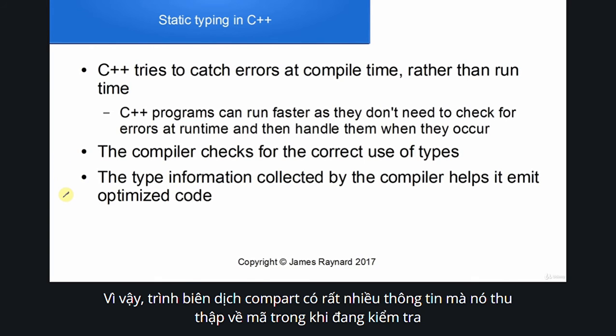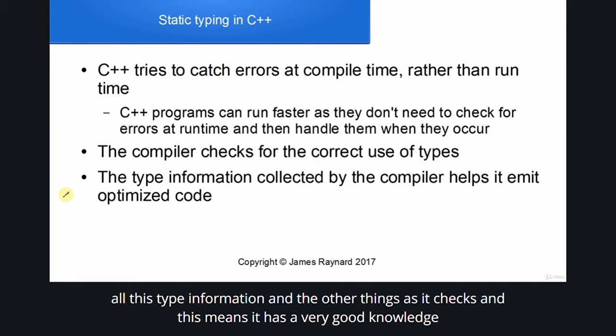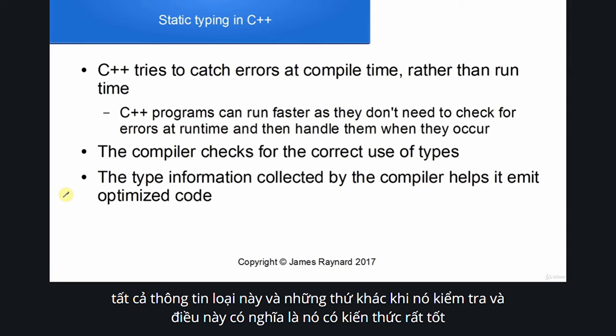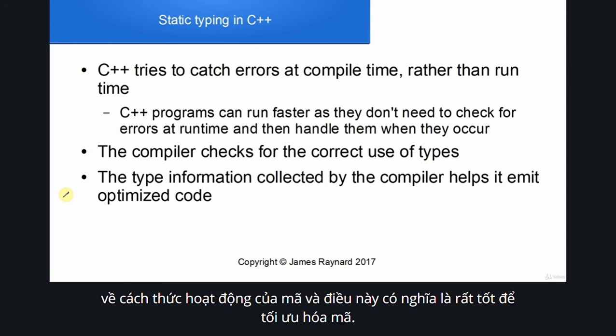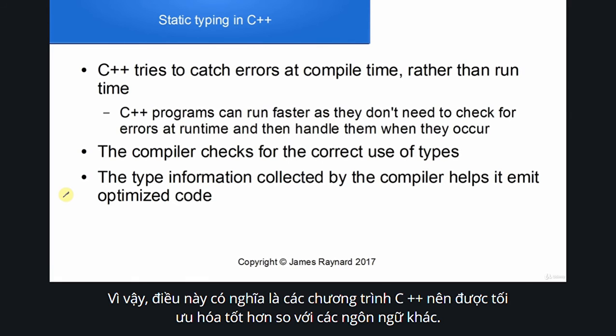So the compiler has lots of information which it collects about the code while it's checking all this type information and the other things that it checks. And this means it has a very good knowledge of how the code works. And this means it's very good at optimizing the code. So this means that C++ programs should be better optimized than in other languages.